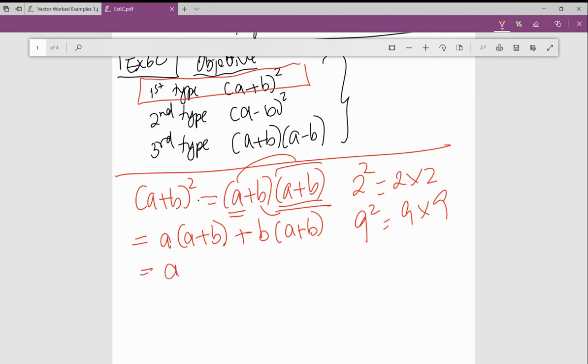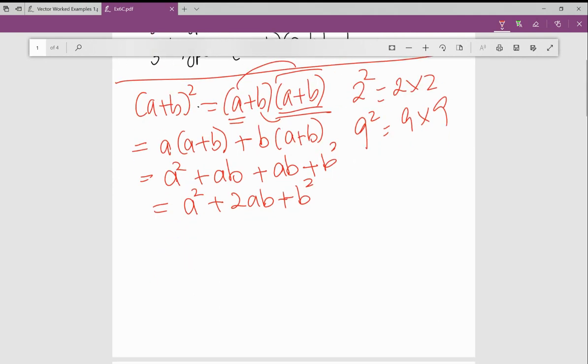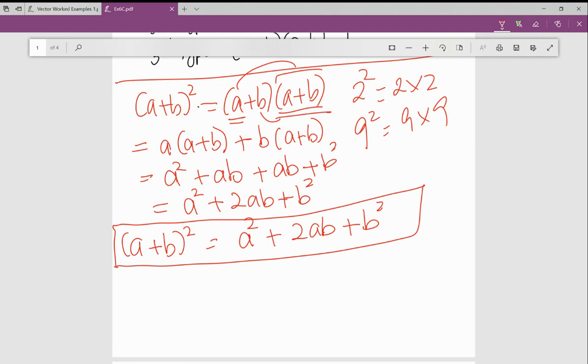And then if you expand again, this becomes a squared plus ab plus ba, and ab and ba are the same, so I'm going to write ab plus b squared. Can you see this is equal to a squared plus 2ab plus b squared? So if I were to summarize, (a plus b) squared is equal to a squared plus 2ab plus b squared. This is a formula. Clearly, (a plus b) squared is not a squared plus b squared only. There's another part of 2ab.